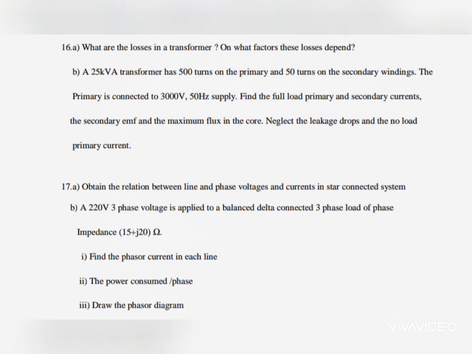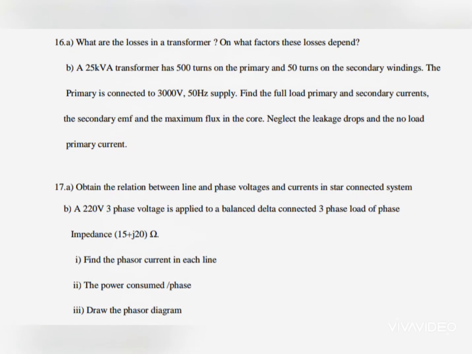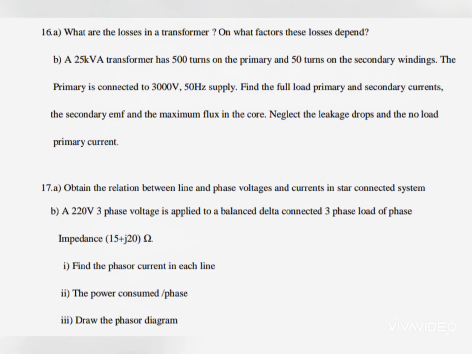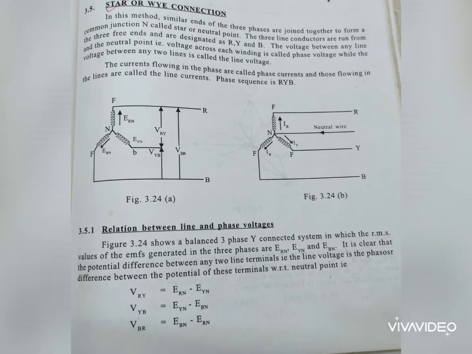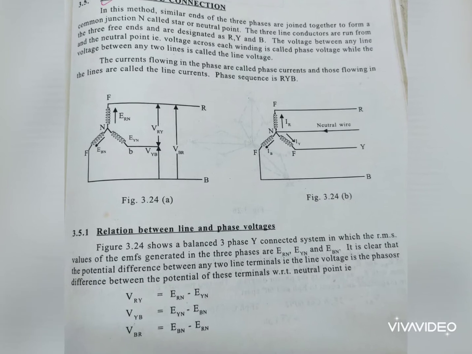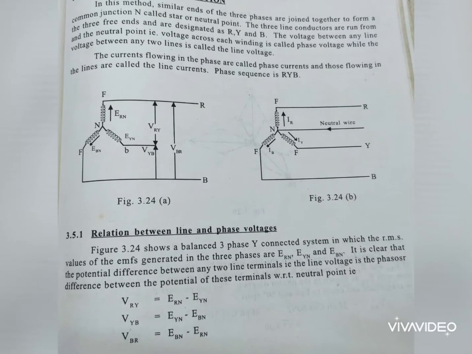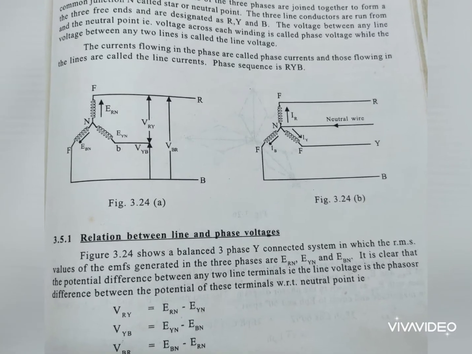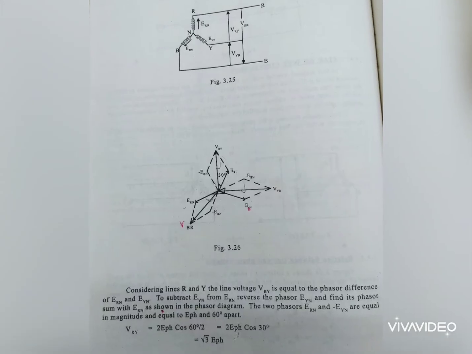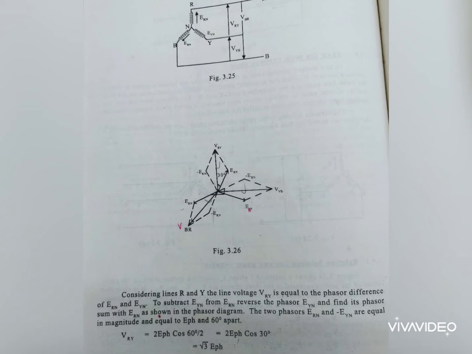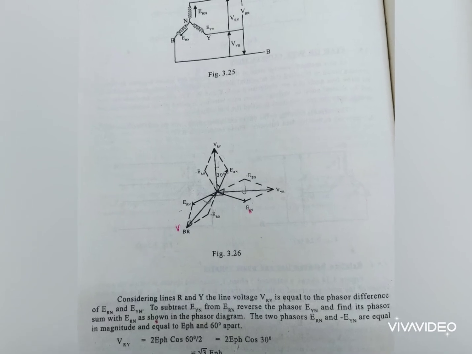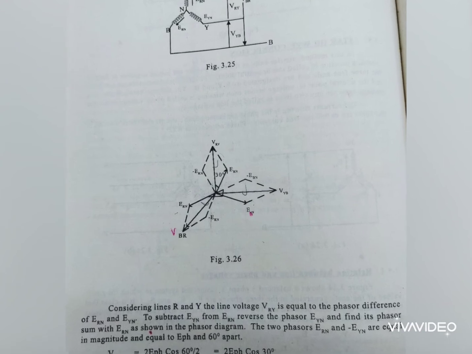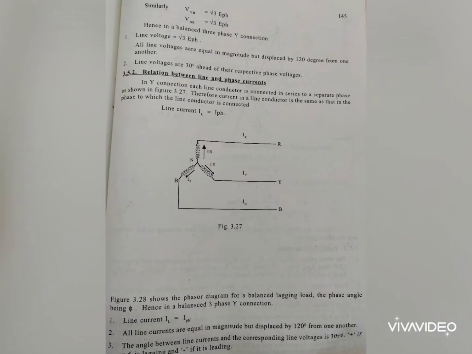17th question A: Obtain the relation between line and phase voltages and currents in a star connected system. In the star connection system, the three phases are joined together to form a common junction N called the star or neutral point. Consider a balanced three-phase Y-connected system in which the RMS values of the EMFs generated in the three phases are ERN, EYN and EBN.